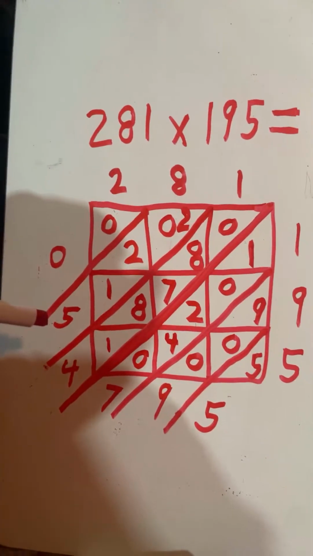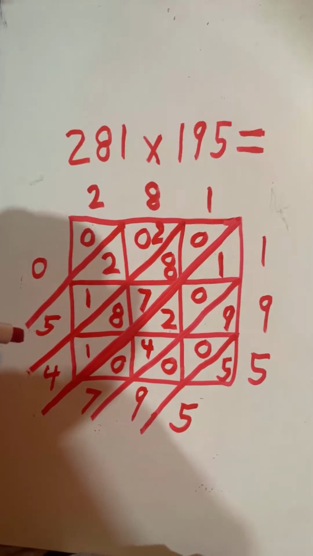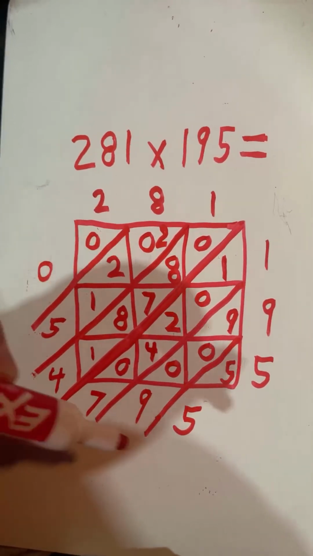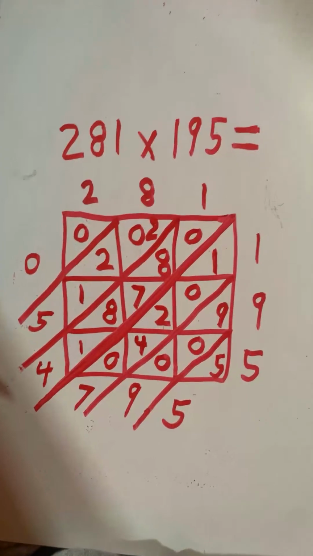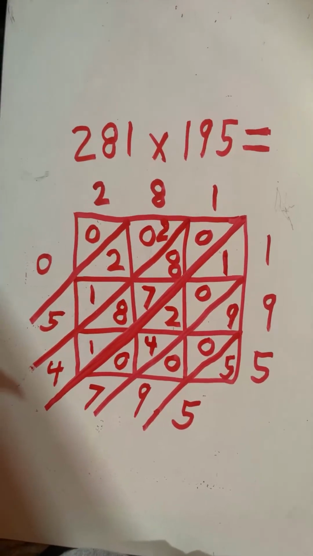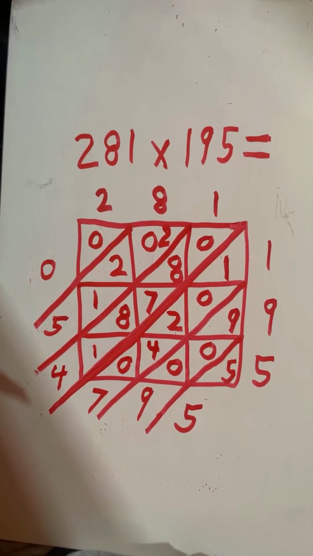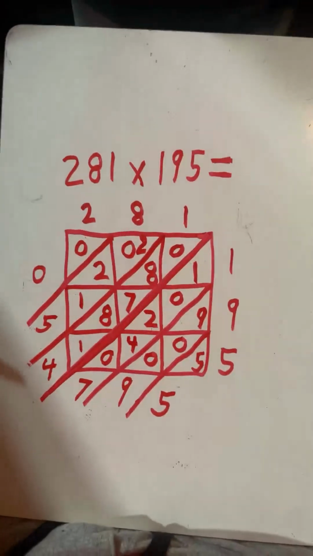So reading our answer from left to right, our answer is 54,795. 281 times 195 equals 54,795.